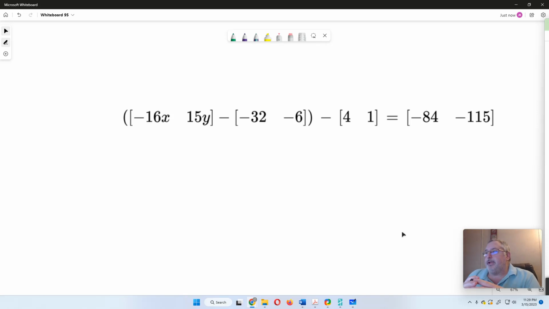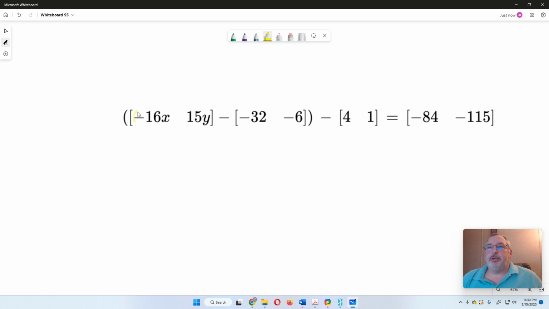In this video, we're going to look at how to set up and solve some equations using matrices. So basically what you're given here is a series of matrices that are set up as equations. You have to pull out the correct parts to set up an equation to determine x and y. So let's take a look at this.